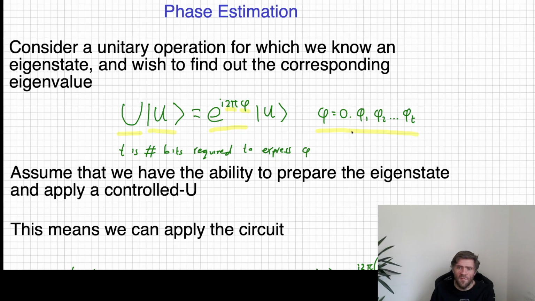Here the binary fraction is t bits long, where t is simply the number of bits needed to represent this phase. We are going to assume that we have the ability to not only do u itself, but also to do a controlled version of u, controlled on a single qubit. If that qubit is 0, then u is not applied. If that qubit is 1, then u is applied. We are also going to assume that we have the ability to prepare these eigenstates. The eigenstate that we want to know the phase of, we are going to assume that we have the ability to prepare that eigenstate.